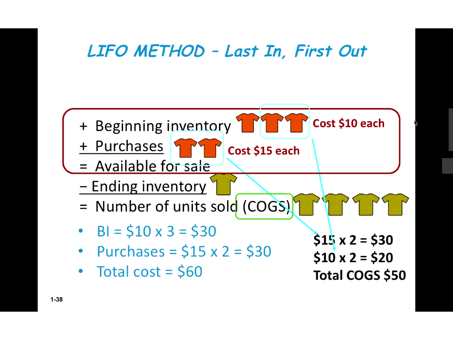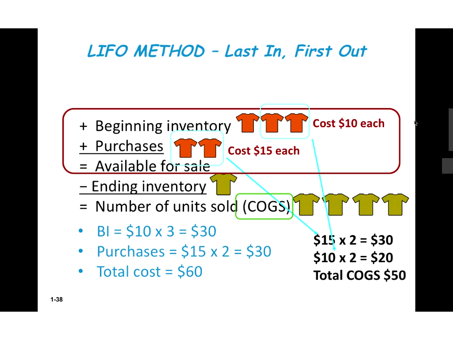So LIFO, we're selling the most recent units first. So we're going to sell both of those purchases, both of the t-shirts, the purchased ones at $15 each, but then we sold a total of 4, so we have to go back and get 2 more from beginning inventory. Okay, so we have total cost of goods sold of $50.